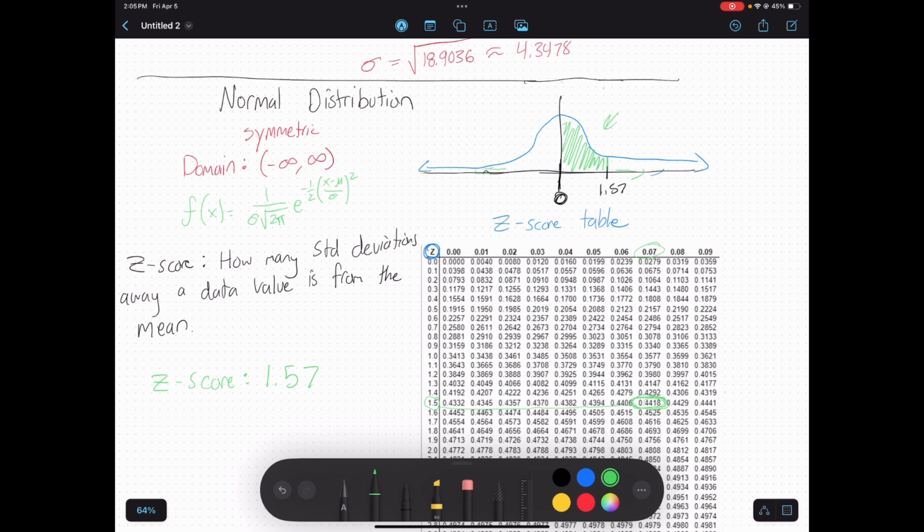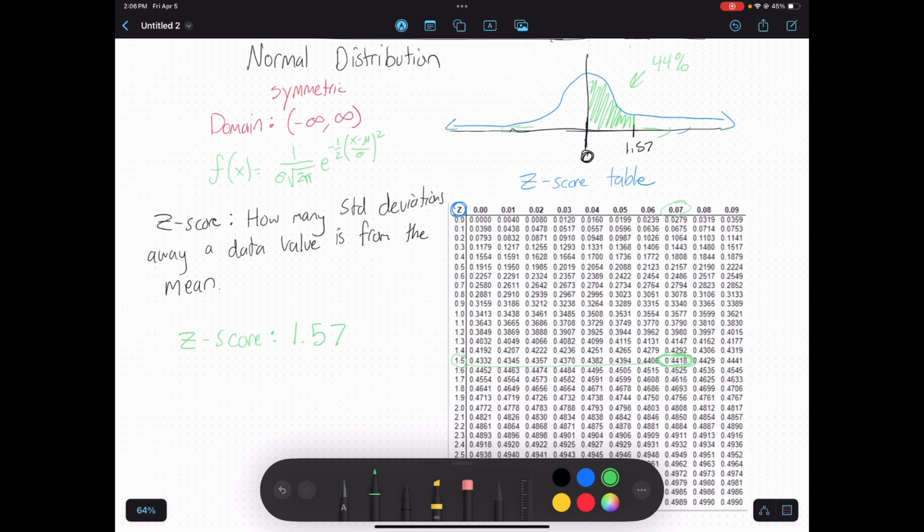So what does that tell me? There's a 44% chance that my value is going to be between the mean and 1.57 standard deviations away from that mean. Okay, so there's a 44% chance that your value is in between the z-scores of 0 and 1.57. That's how you read this z-score table.